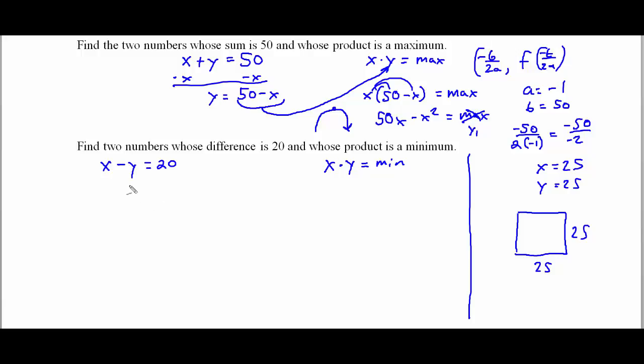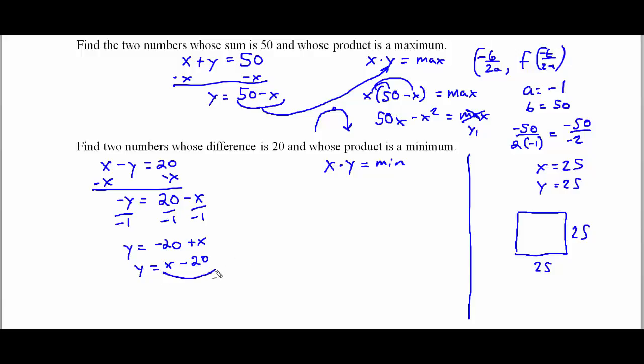So let's continue working from the previous problem. Let's get the y by itself. By subtracting x from both sides, I now have negative y equals 20 minus x. I'm going to divide everything by negative 1 to get rid of the negative in front of the y. So y is equal to negative 20 plus x. I can rewrite that using the commutative property, so this is x minus 20.